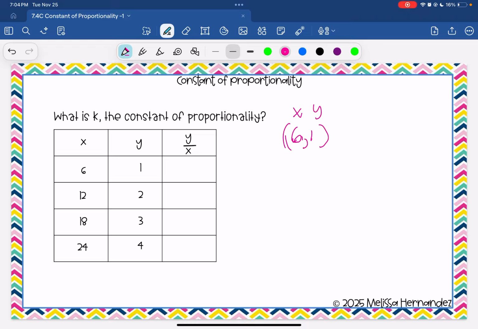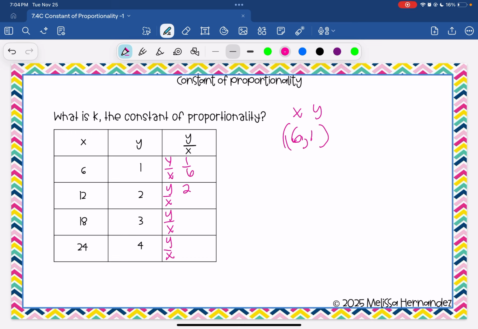Now, I want students to write y over x anytime they're dealing with constant of proportionality, just to avoid careless mistakes, because usually when a kid sees that first example, they just go, oh, it's 6 because 6 divided by 1 is 6. That is true, but it's not x over y. It's y over x, meaning 1 over 6.